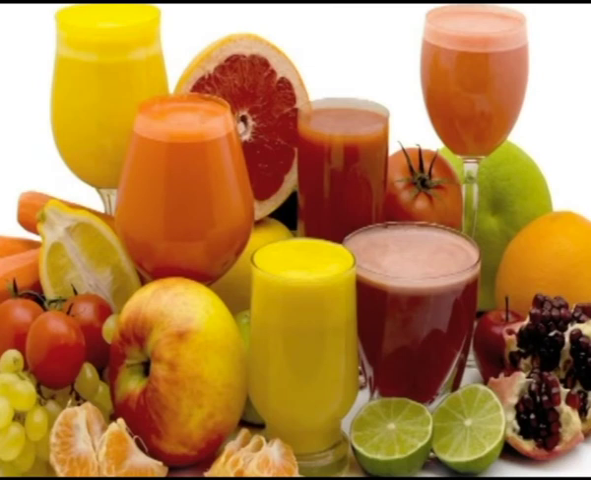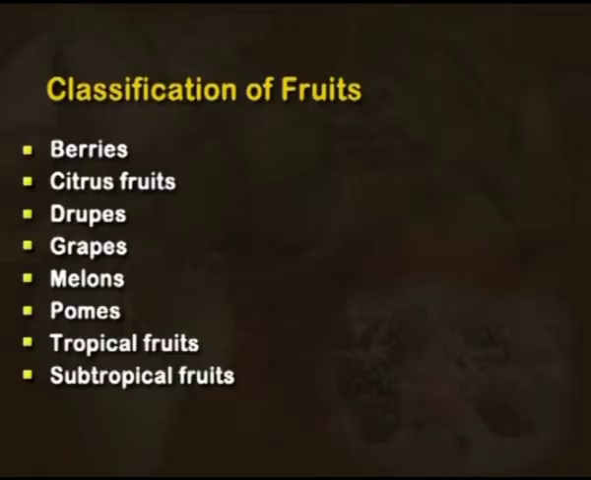Now we classify fruits in the following manner. They are divided into groups depending upon the shape, the cell structure, the type of seed or the natural habitat. One of the systems classifies them into the following groups. There are various ways of classification, but one very common one is the one I am going to give you, such as berries, citrus fruits, drupes, grapes, melons and pomes, tropical and subtropical fruits. Now let us see along with their examples.